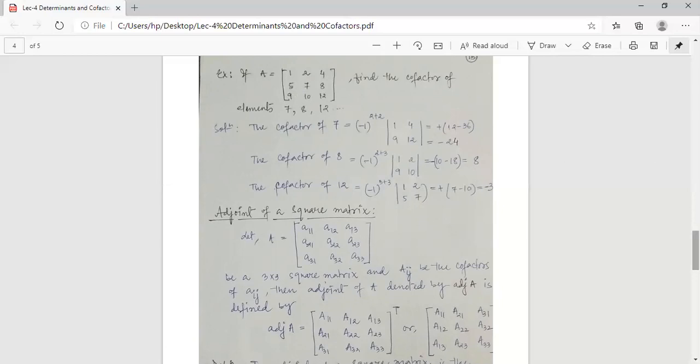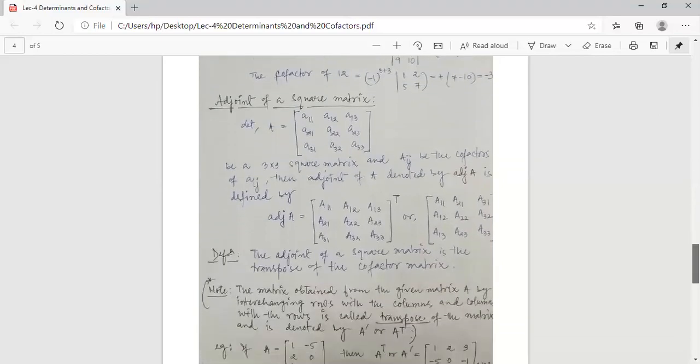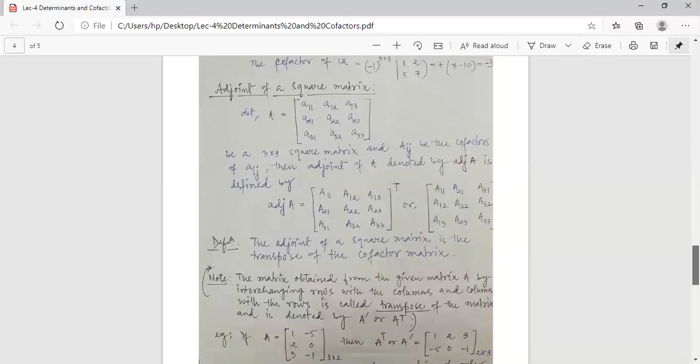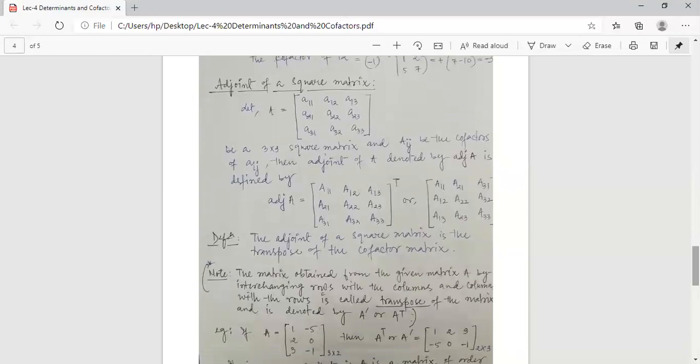Next, what is the adjoint of a square matrix? First, we need to understand what the transpose of a matrix is.